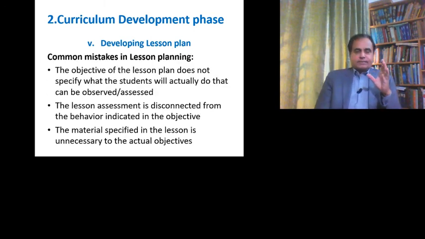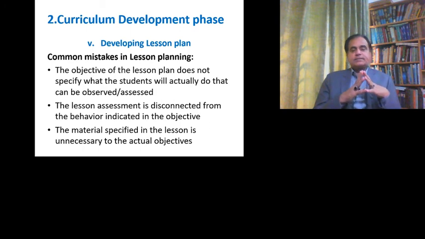Common mistakes in lesson planning. The objective of the lesson plan does not specify what the students will actually do that can be observed and assessed. Again, we are coming back to the objectives.